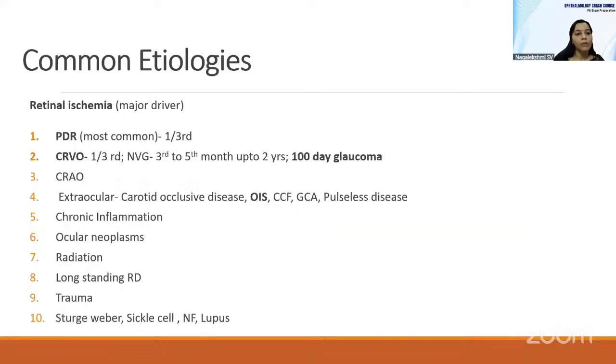So coming on to the etiology, the most common etiology would be proliferative diabetic retinopathy and the ischemic central retinal vein occlusion, both of which contribute about one third each to the incidence of neovascular glaucoma. NVG secondary to CRVO is also called the 100-day glaucoma because most of the incidence happens between the 3rd to the 5th month, though reports also say that it can happen up to 2 years. Another important reason for NVG would be the ocular ischemic syndrome, apart from less common conditions like CRAO, chronic inflammation, neoplasms, radiation, long-standing RD, trauma, and other phakomatosis.